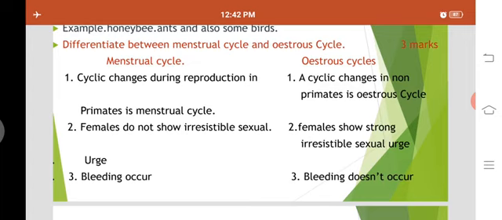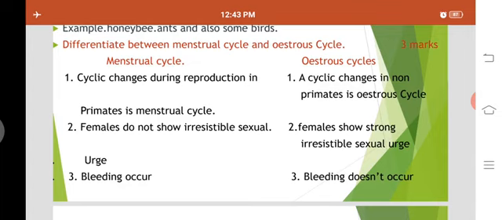The second difference is that females do not show irresistible sexual urge. Of course, this question is for 3 marks, which means you have to write a minimum of 3 differences. Understood? If you mention examples for primates and non-primates, or for the menstrual cycle and the estrous cycle, it is also very good.